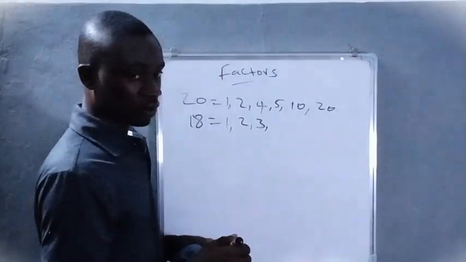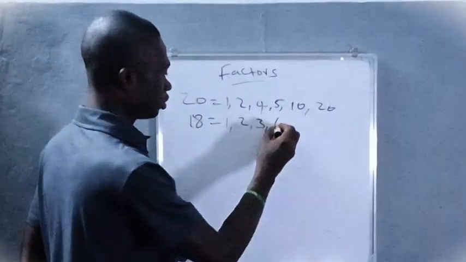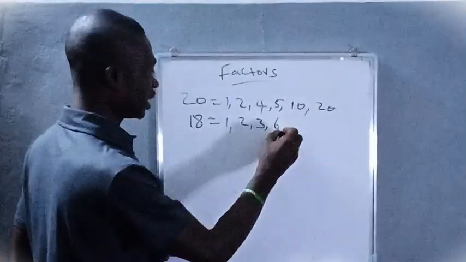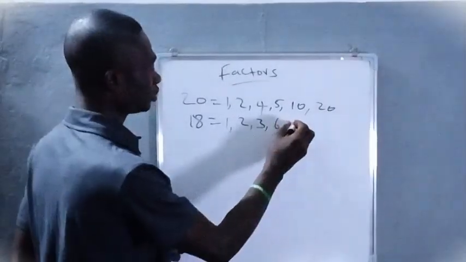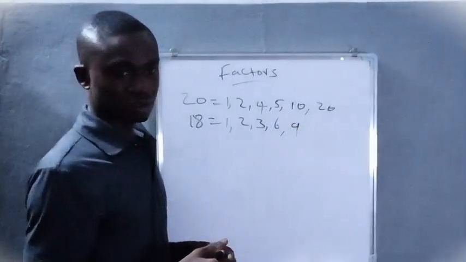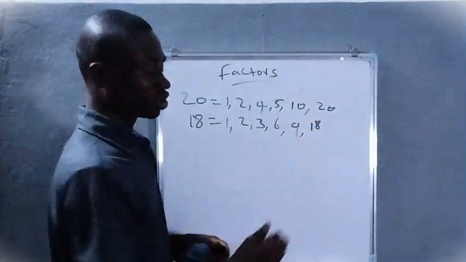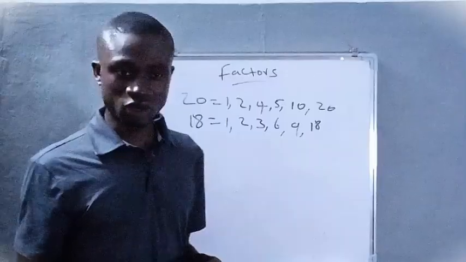The next factor of 18 is 6, because you can say 18 divided by 6 gives you 3. Then the next factor of 18 is 9, because 18 divided by 9 gives you 2. And the last factor of 18 is 18, because 18 divided by 18 gives you 1.